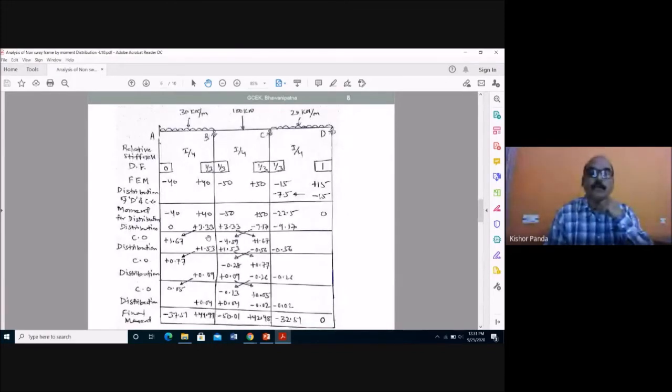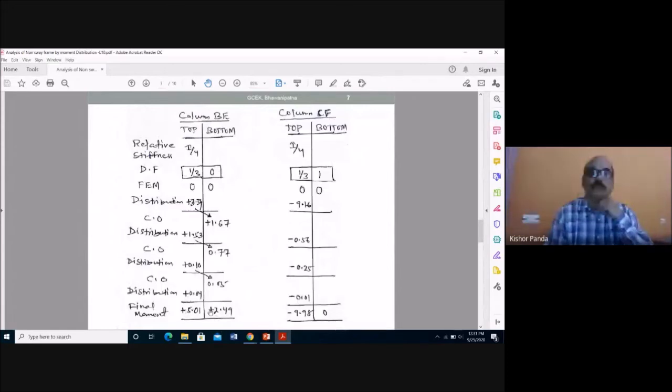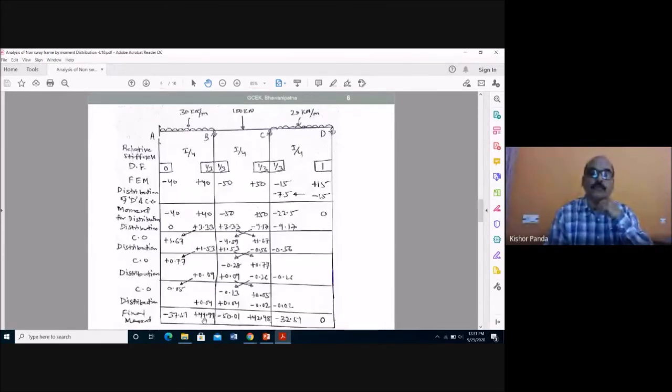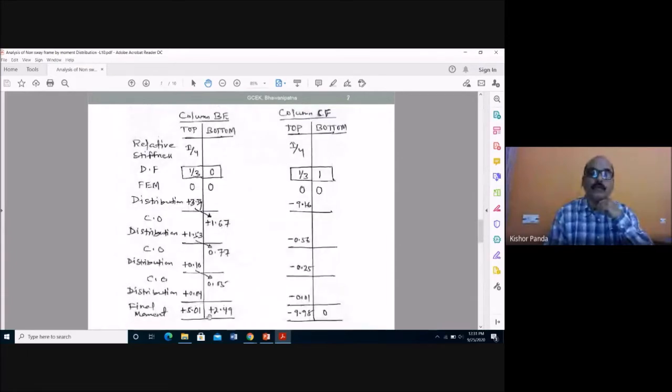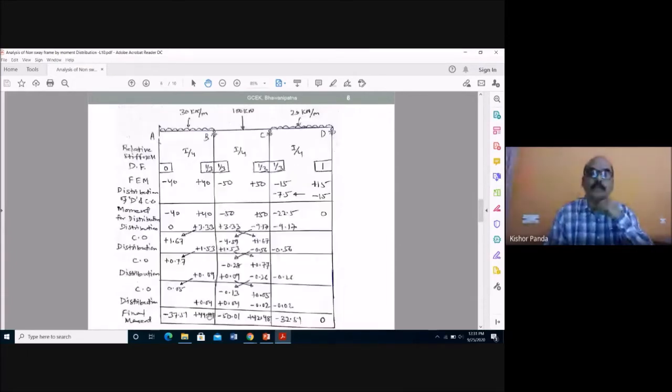So here you see at the joint B, 3 members meet: BA, BC, and BF. The summation of these 3 moments should equal 0, because you know at any joint, the sum of the moments is equal to 0. Here this is 44.99, and this side is minus 50.01, and this is 5.01. So the summation should be 0. 44.99 plus, this is plus, and here this is minus. So this is equal to 0. Clearly at the joint, the summation of the moment is equal to 0.